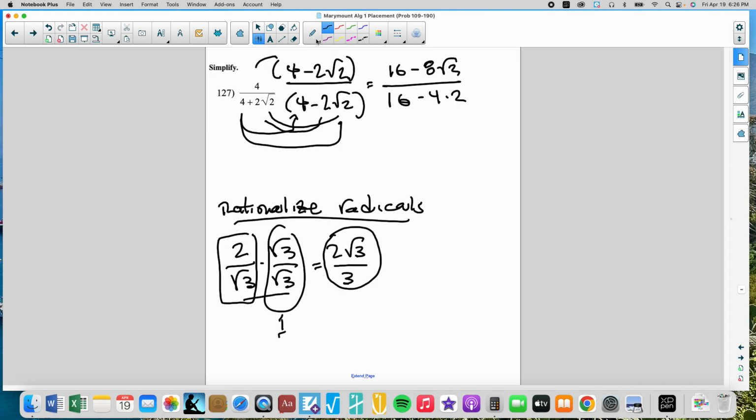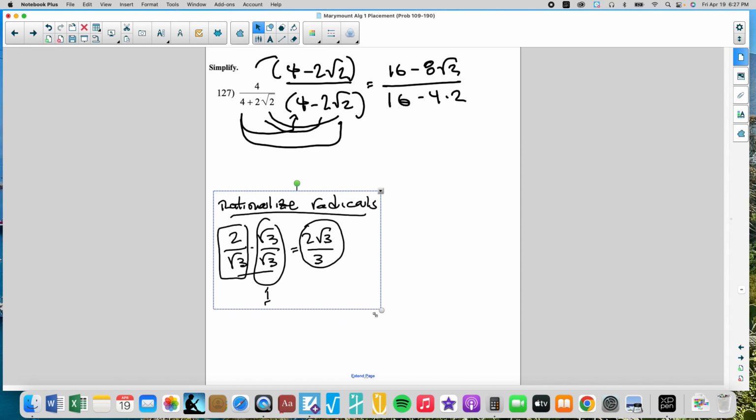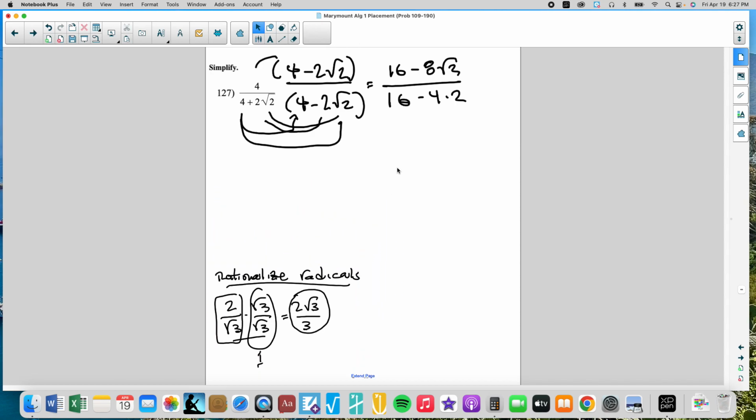So we get, let's grab this. Let's grab all that. Let's make that smaller group. Boom. Make it smaller. Move you down a little bit so we can do some more work. 16 minus 8 rad 2. Oh, that's a 2. Rad 2. And push the button. Thanks for being patient. Thank you for being patient.